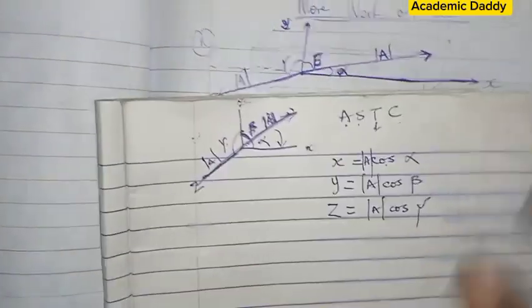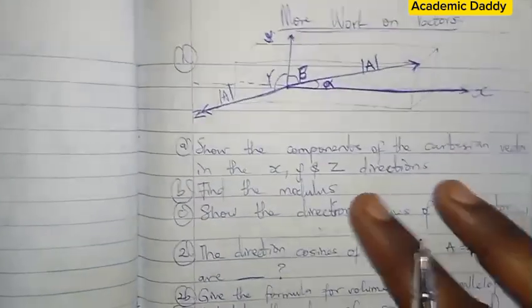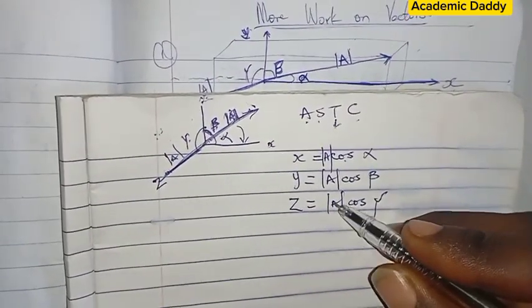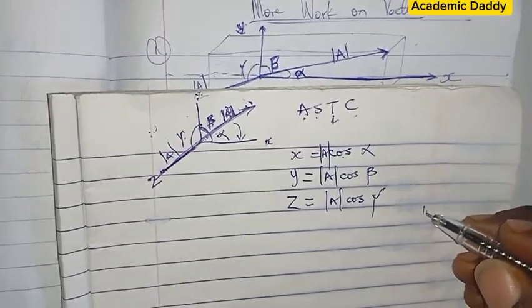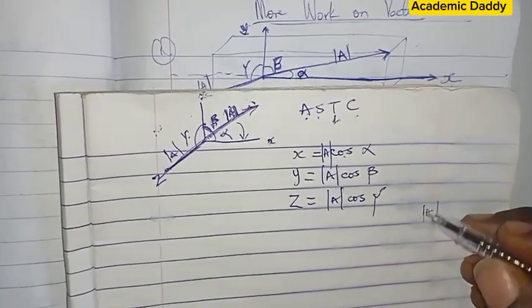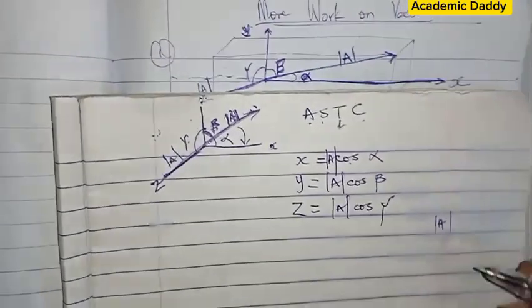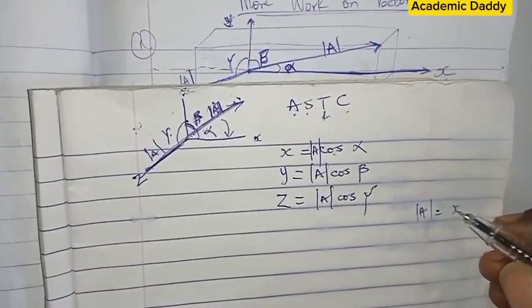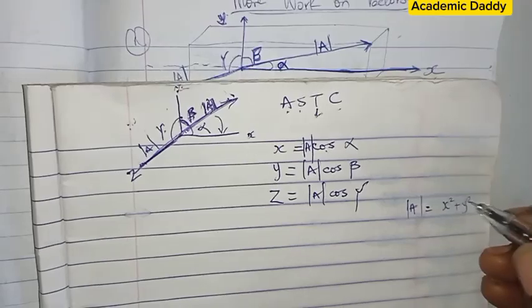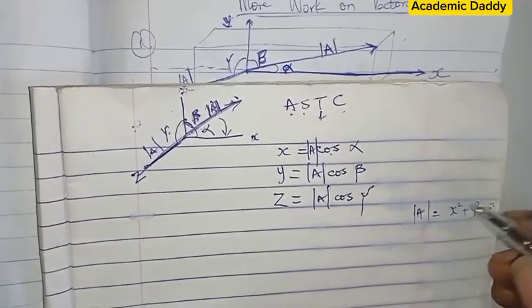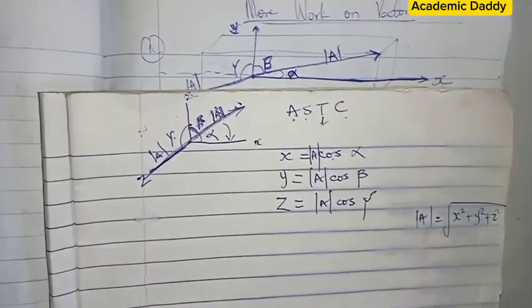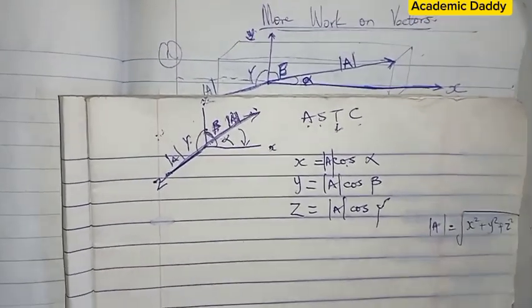Now, if they ask me to find the modulus, that is this A magnitude, or you can say that is the same thing as saying whatever value I have for x squared plus y squared plus z squared, take their square roots. So that is how to find modulus, even in complex numbers.